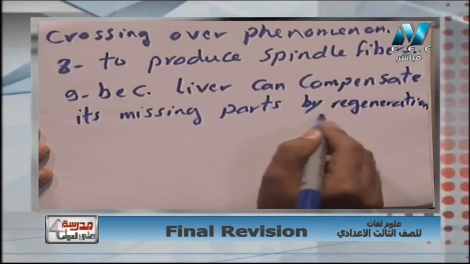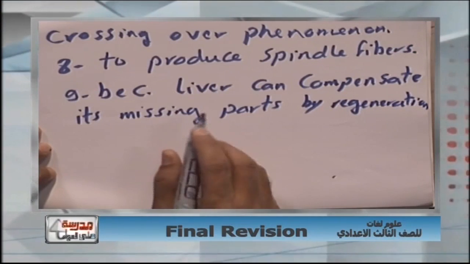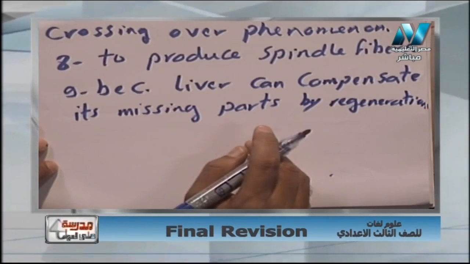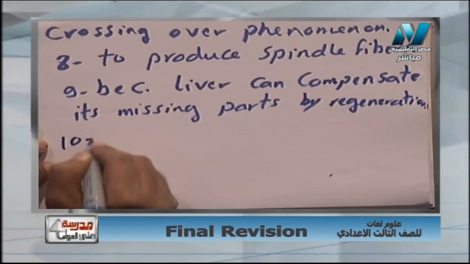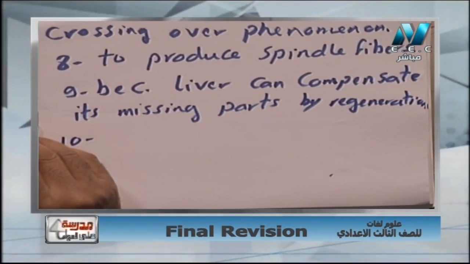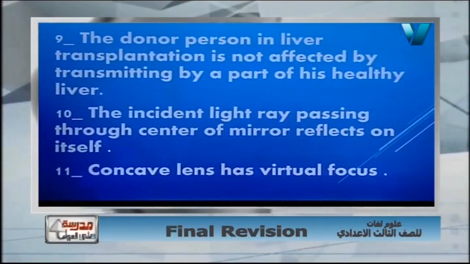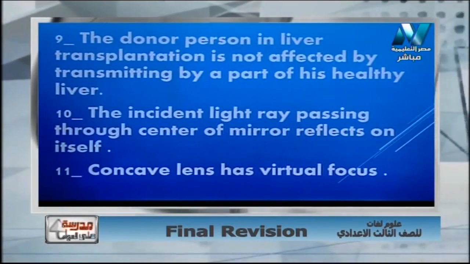As starfish, mitotically, it divided to compensate any lobe of the 3 lobes of the liver. Number 10. The incident light ray passing through center of mirror reflects on itself. You know, my dear student, that the incident light ray that passes through center of mirror reflects on itself. The incident light ray that passes through optical center of the lens goes without refraction. It's very important. But the question now: the incident light ray that passes through center of mirror reflects on itself. Give reason.